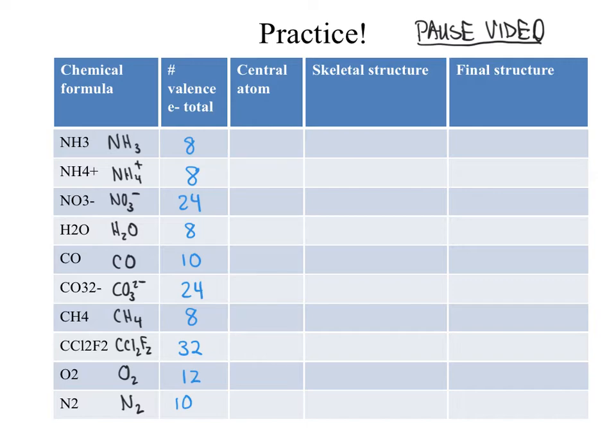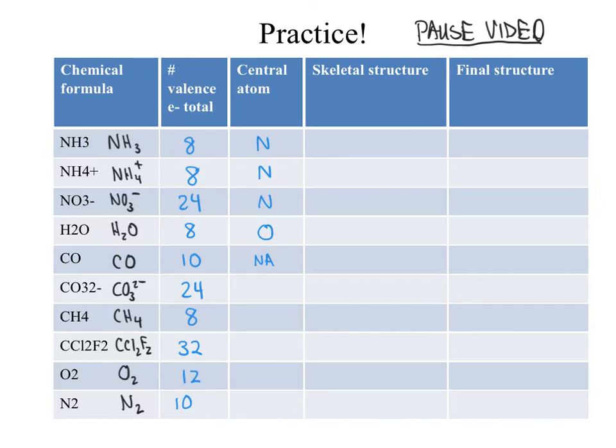Okay, for the central atom in ammonia, hydrogen can only ever make 1 bond, so it can't be the central atom. So nitrogen has to be the central atom. Same for ammonium. If we look at nitrate, NO3 minus, nitrogen can make 3 bonds, oxygen can only make 2, and so nitrogen makes the most, so it's the central atom. Again, for water, hydrogen can never be a central atom, so oxygen is our central atom. Now, when I only have 2 atoms, there's not really a central atom. They're just bonded to each other, so I'm going to say not applicable here.